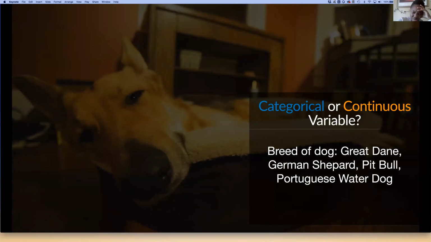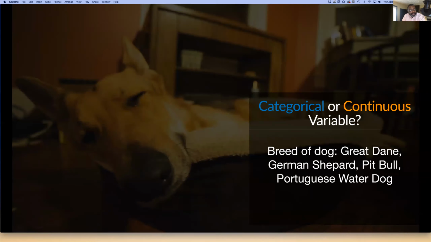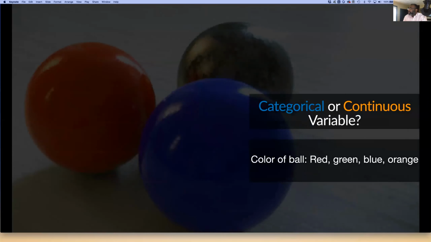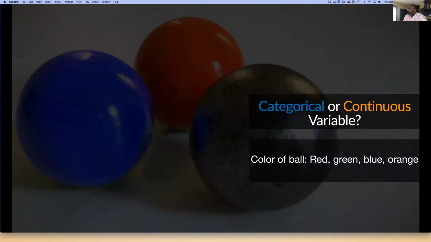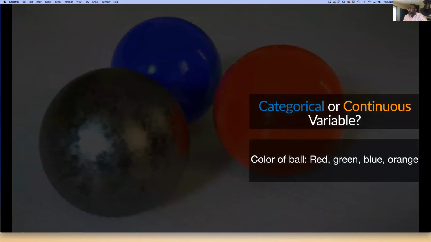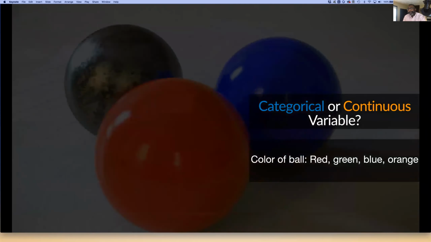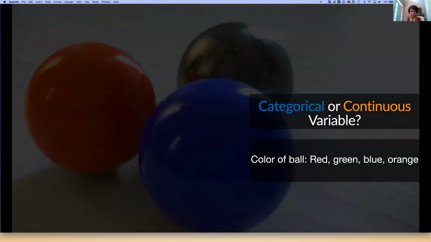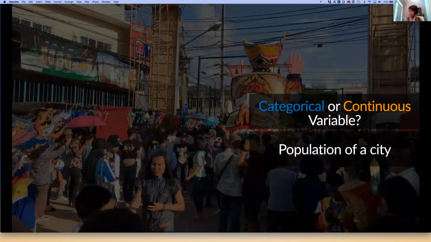Categorical? Absolutely. I actually have a Great Dane. You've probably heard her numerous times out there. She terrorizes the squirrels in the backyard, but she can't be more Great Dane or more German Shepherd. She's just a Great Dane. Is this categorical or continuous? Categorical, absolutely.